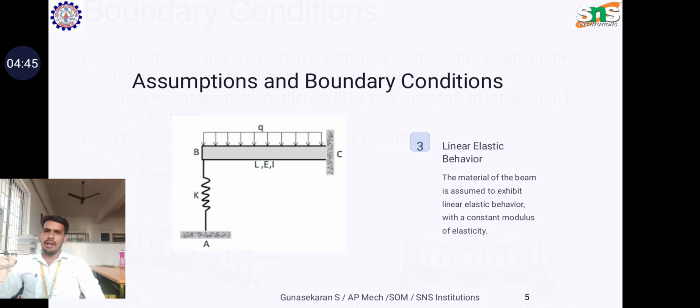Finally, linear elastic behavior. It refers to a material property where the deformation of the material is directly proportional to the applied load, and the material returns to its original shape upon load removal. This behavior is characterized by a linear relationship between stress and strain, represented by Hooke's law.